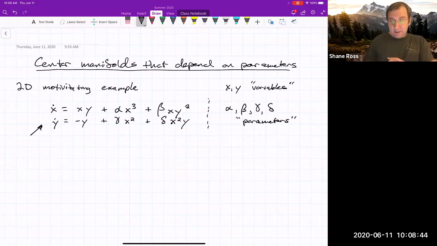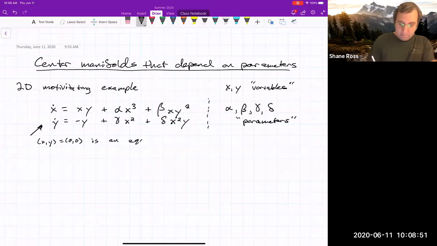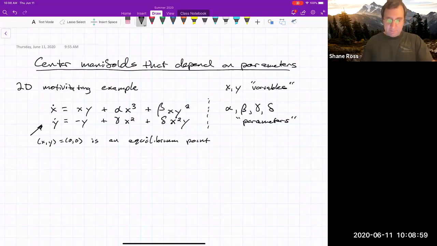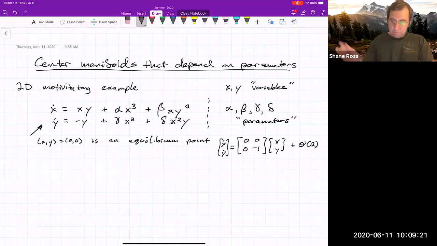So yeah, by the way, notice the origin is an equilibrium point. And we can ask, what is its stability? Well, you'll notice the linearization is just like this, right? That's the linear part. If we were to write this as x dot, y dot, then that's the linear part, and then everything else is second order or higher. So we have due to this -1, we've got a stable manifold, and then we'll have an eigenvalue 0 because this is a diagonal matrix. So we have a center manifold.